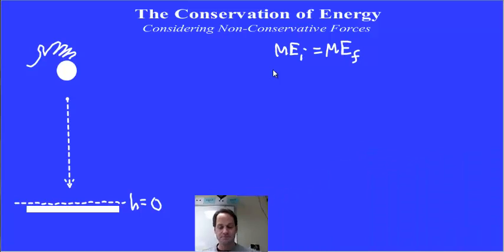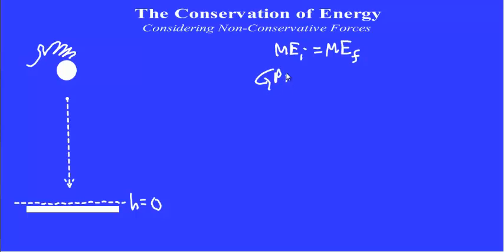Let's get started. On the screen you see the simple example of a ball being dropped. Let's look at this from a mechanical energy perspective. If we measure our height from the ground, at the beginning, all we have is GPE, and at the end, all we have is KE. All the GPE at the top is converted to kinetic energy at the bottom. Now, this is assuming the absence of air resistance.